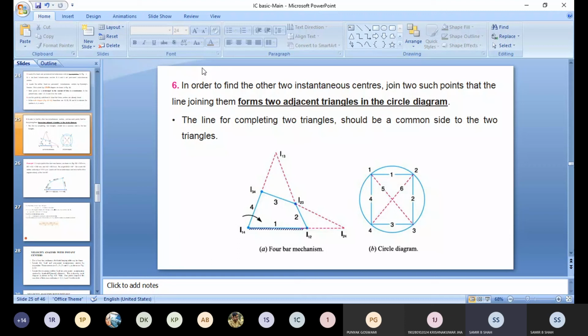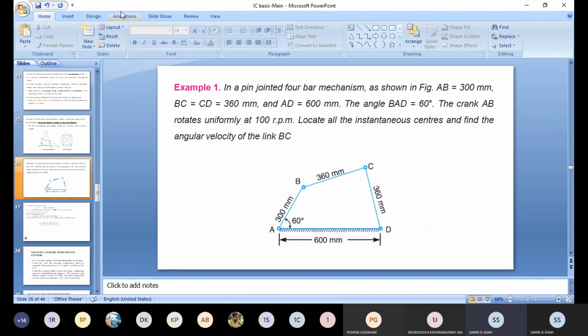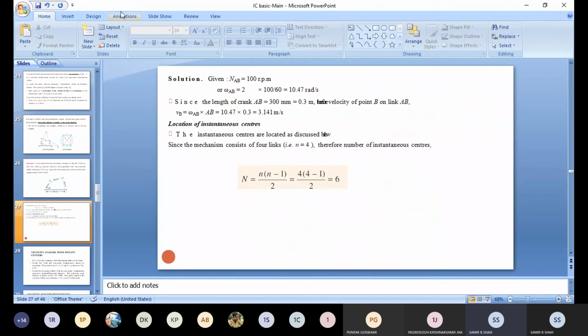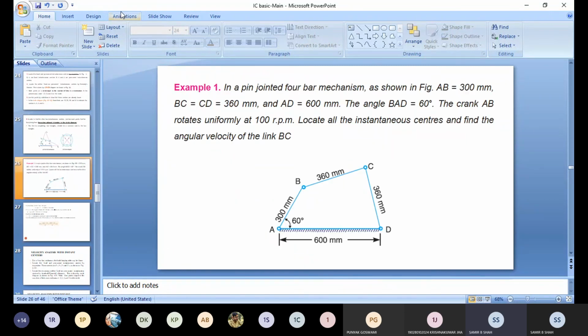You can see from the figure that here we are getting 2 triangles, 1, 2, 3 and 3, 4, 1, which are the adjacent triangles. Now what we have to do and how we have to solve the example, that we discuss in the next lecture, where we implement it on the four-bar chain mechanism.